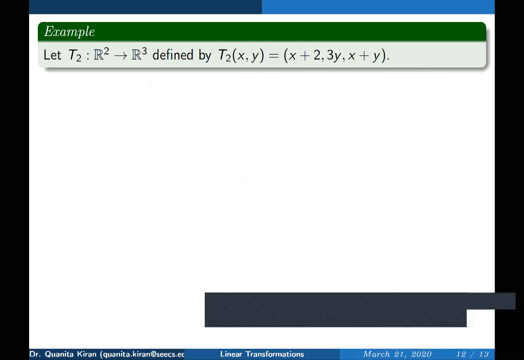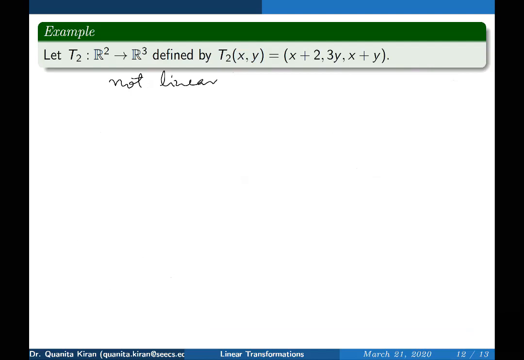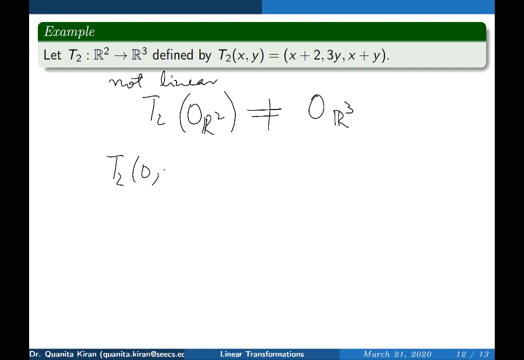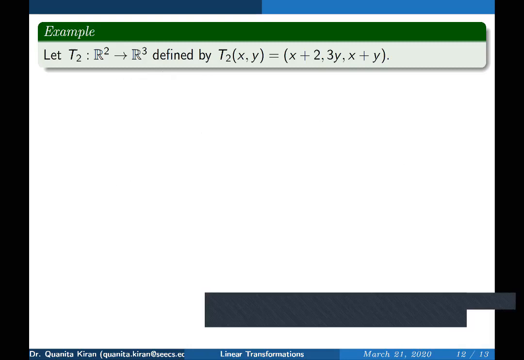In the second example, you can see that this mapping T2 is not linear because it does not map 0 of R2 onto 0 of R3. Because T2 of (0, 0) is equal to (2, 0, 0), which is not equal to 0 of R3. So this violates the third condition.